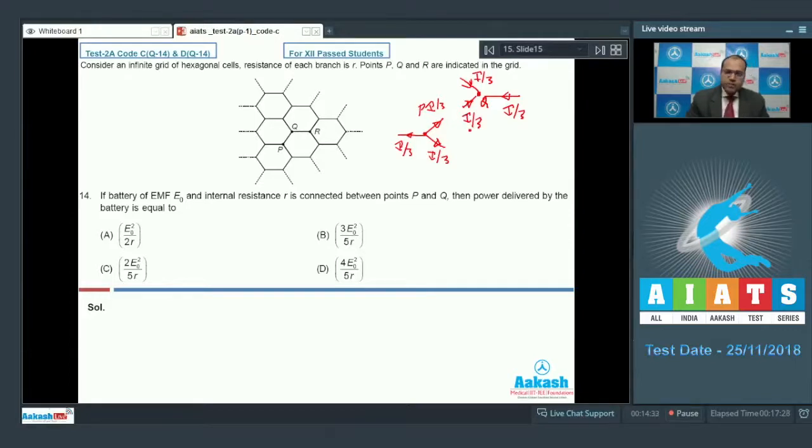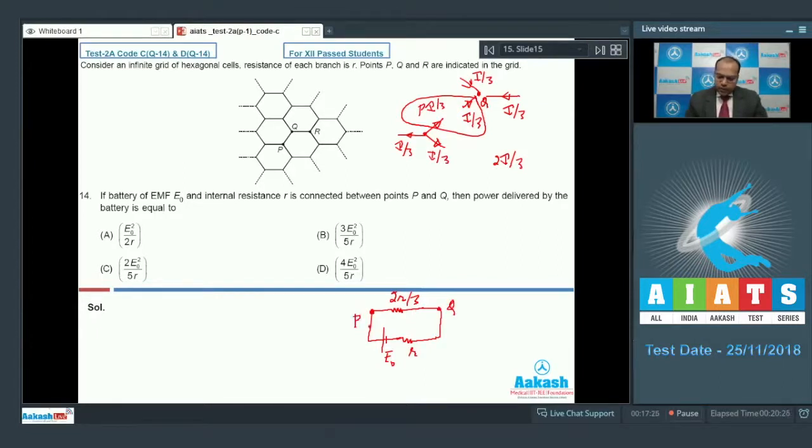So if I apply the principle of superposition, then net current in this branch is 2I by 3. So if I replace this infinite grid with a single resistance, then I can write this is the R equivalent, 2R by 3. This is the battery of EMF E0 and its internal resistance is small r, and this is the circuit about points P and Q.